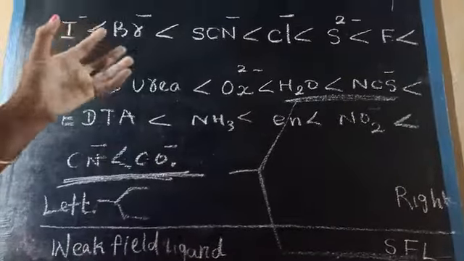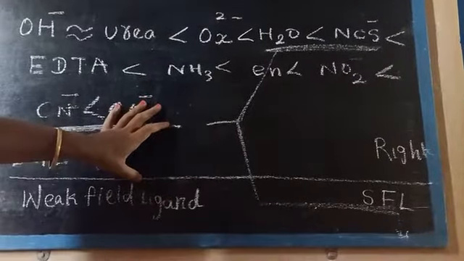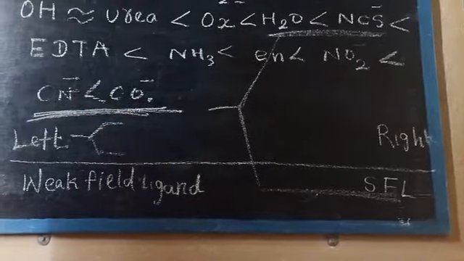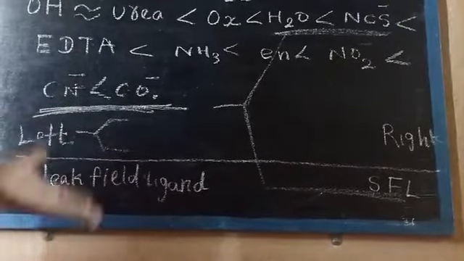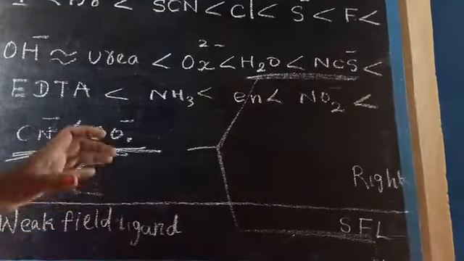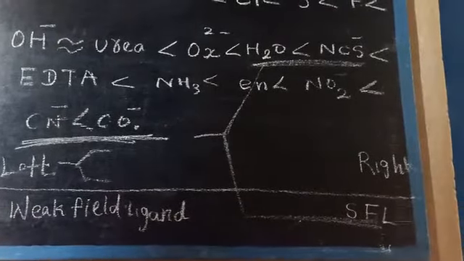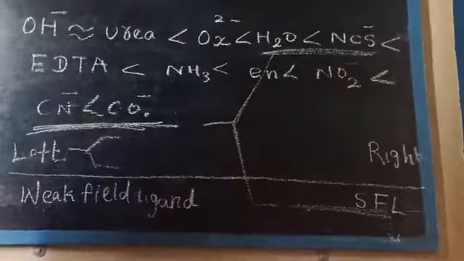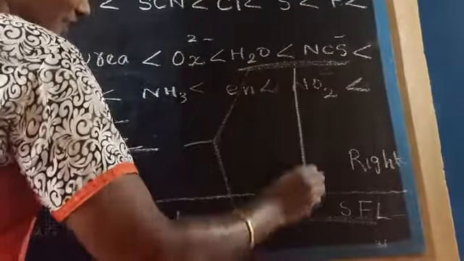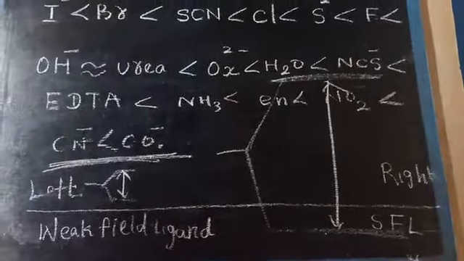So here the calculation part, experimental data. From this experimental data we come to the conclusion: the left side is the weak field ligand, right side is the strong field ligand. Next, another concept, splitting energy. In the strong field ligand, the splitting energy is more. At the same time, weak field ligand energy values are very less.